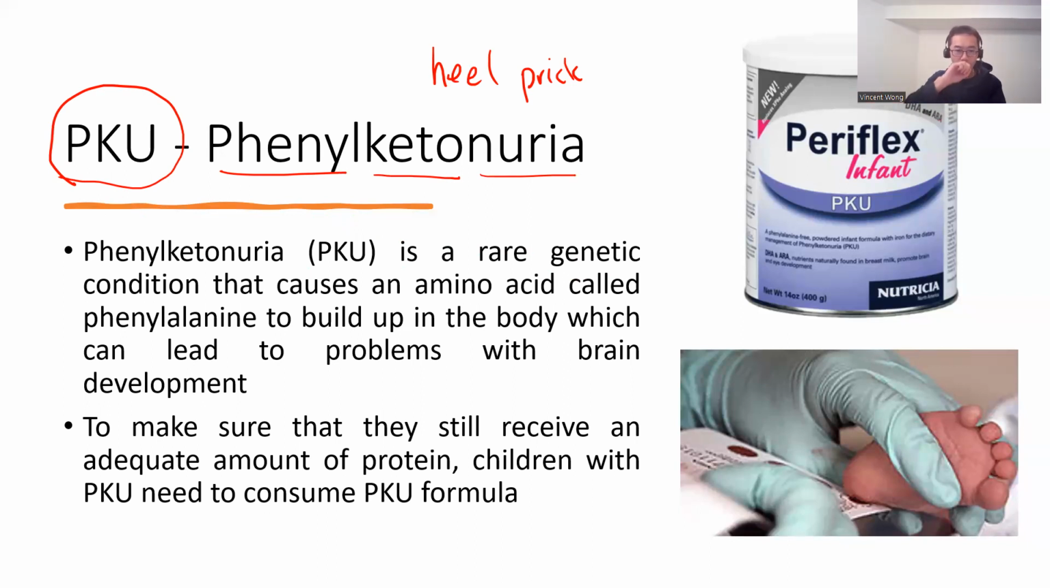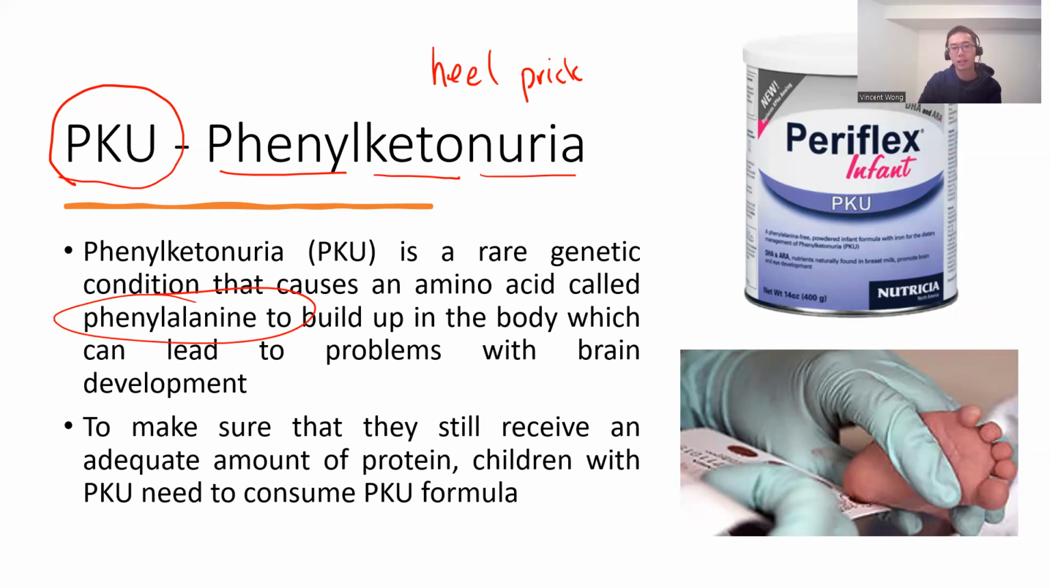So this is a rare genetic condition where the baby is not able to metabolize, not able to break down phenylalanine, which is one of the amino acids, right? And this phenylalanine starts to build up in the body and it interferes with brain development. So it's dangerous for these babies to consume even breast milk, okay, because it might contain phenylalanine.